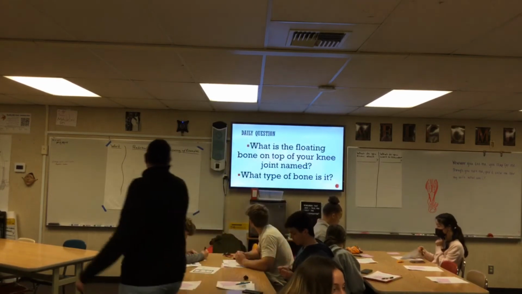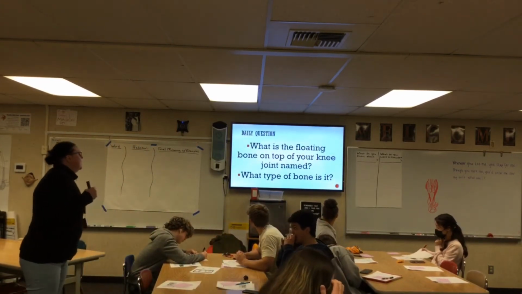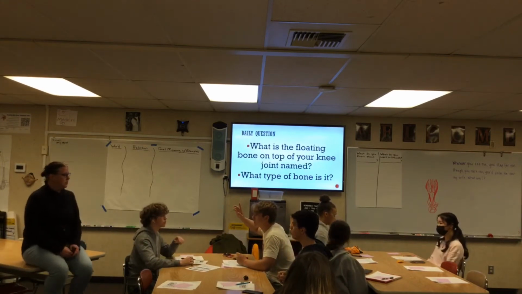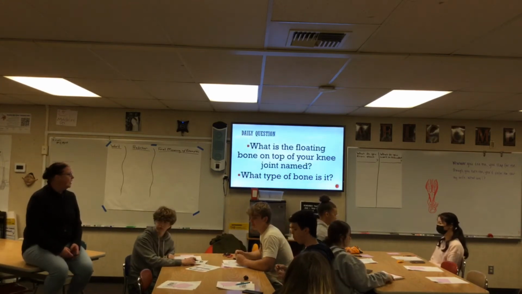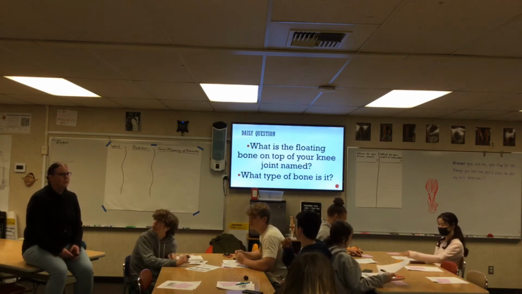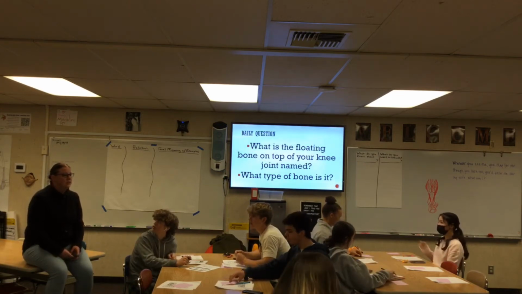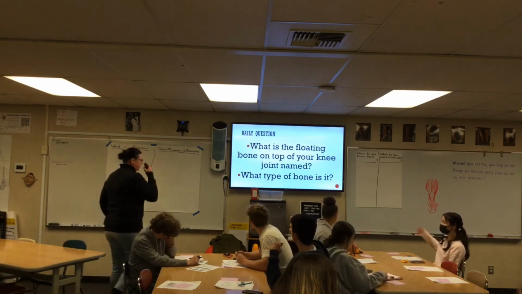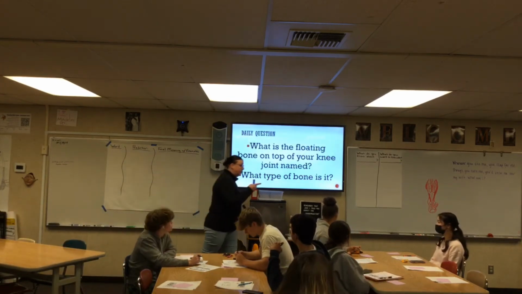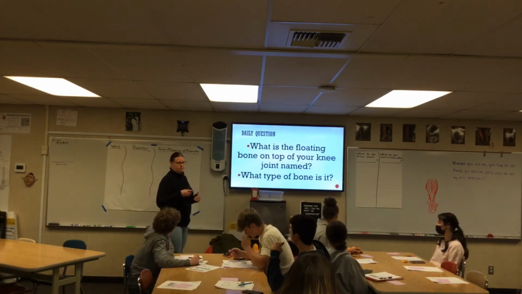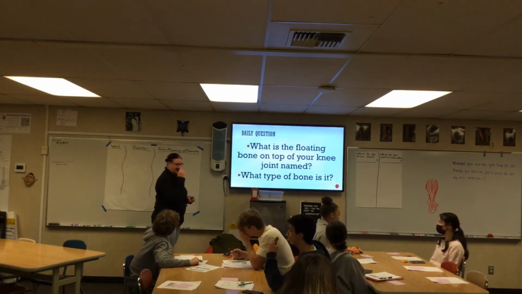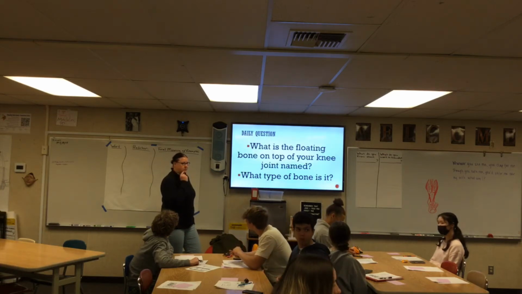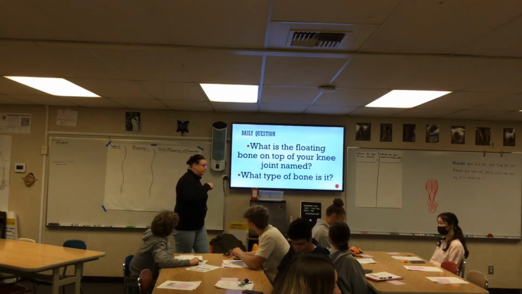All right, quick review. What is a floating bone on top of your knee called? The patella. What type of bone is it? What's a type of bone? Floating, okay, but it has a special name. It's not a flat bone, but that is a type of bone. Short, long, flat, and then this one.